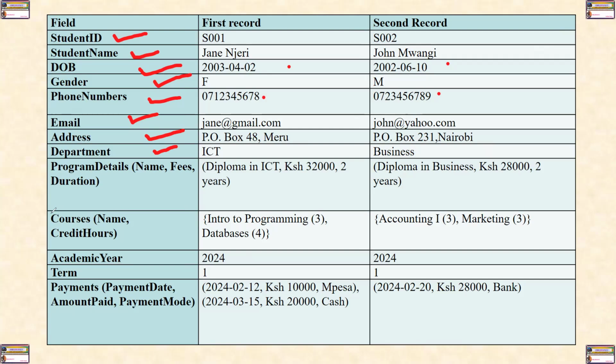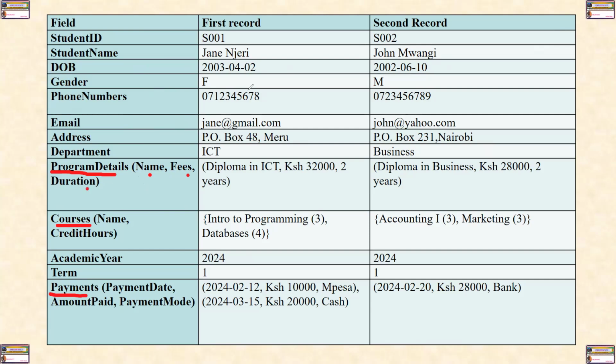Now, my dear students and the rest of the learners, the most important information, what is key in this unnormalized table, is this field, the program details field. The courses, the payments. Now, why am I saying that this is the gist for this unnormalized table? It is because what we are calling the program details field contains more than one piece of information. We have the name, we have the fees, we have the duration.